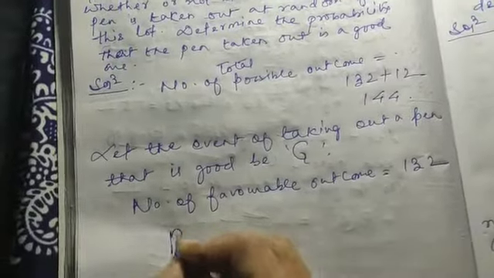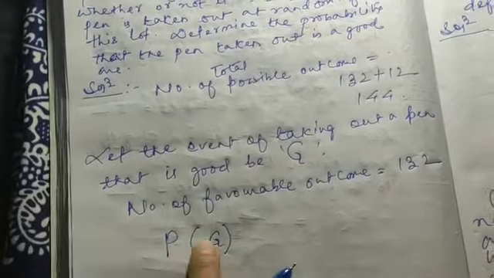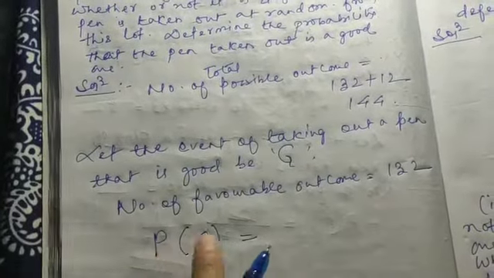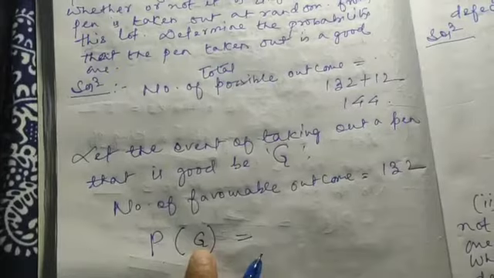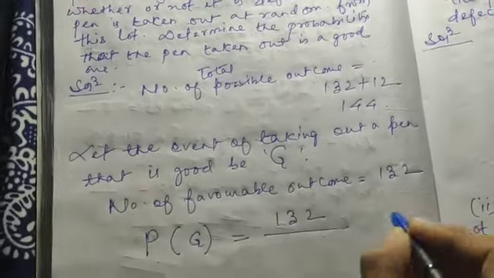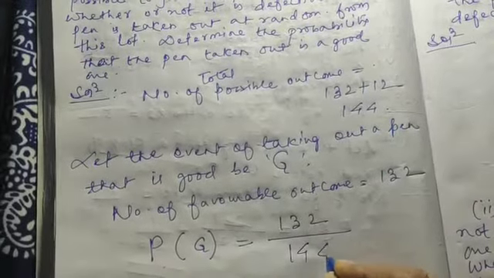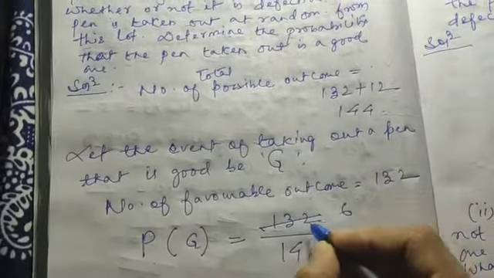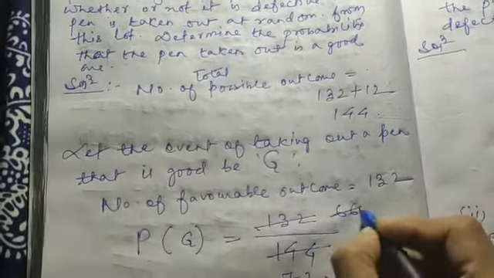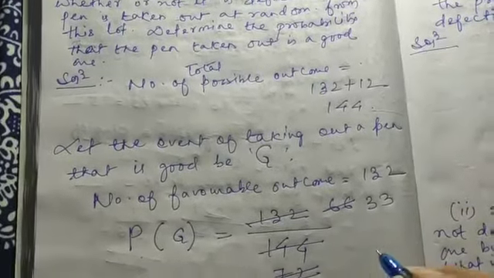So the probability of choosing a good pen, that is the question. We are asked to find the probability that the pen taken out is good. It is the number of favorable outcomes, that is 132, by the number of total possible outcomes, that is 144. Now simplifying: 2 sixes are 12, 2 sevens are 14, 2 threes are 6, 2 thirty-sixes. Done.